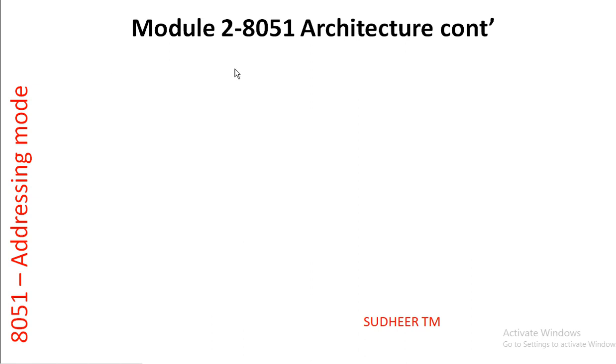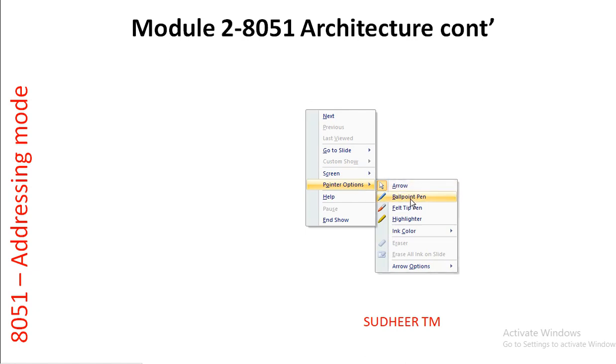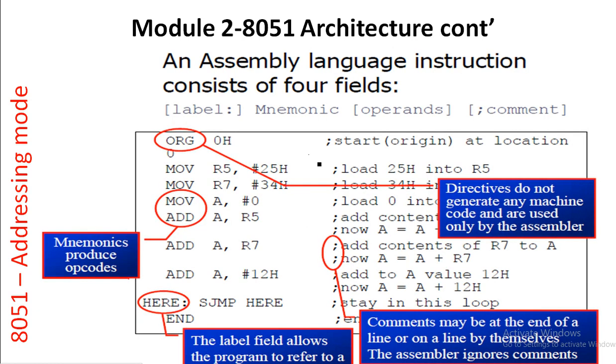So what is an addressing mode? First let us look at assembly language, how it is. We had this slide in the previous class also. So what do we mean by addressing mode? How does an instruction or program look like?